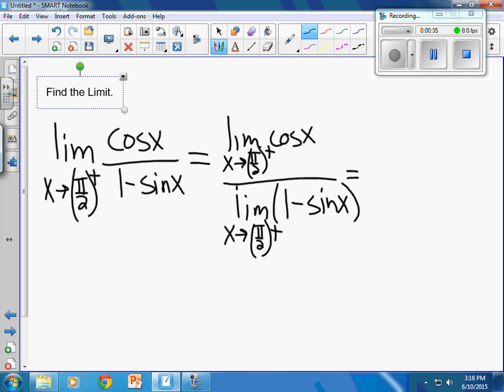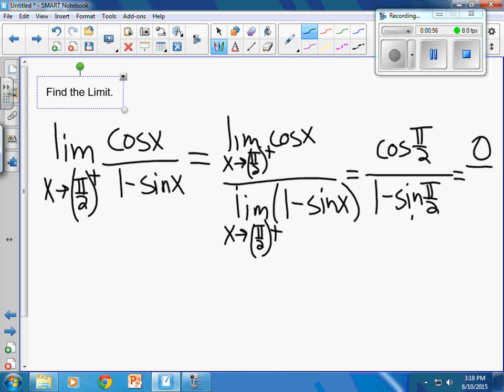The cosine of x is a continuous function, so we can calculate the limit by substituting in the number. Same for 1 minus sine of x. That's a continuous function, so we calculate the limit by substituting in the number. The cosine of pi over 2 is 0. The sine of pi over 2 is equal to 1, but then 1 minus 1 is 0. So we get an indeterminate form, 0 divided by 0.